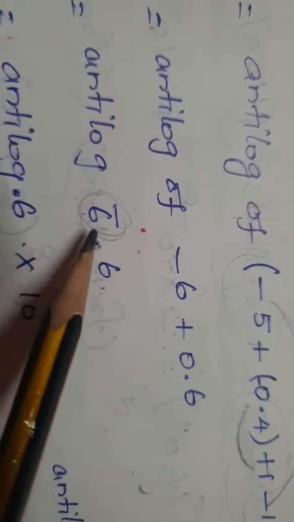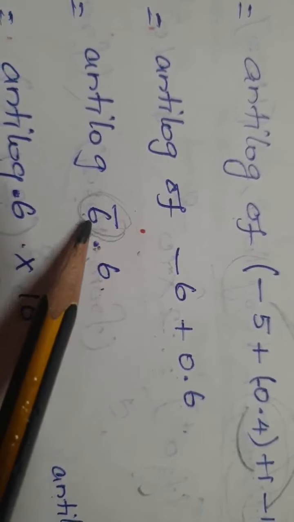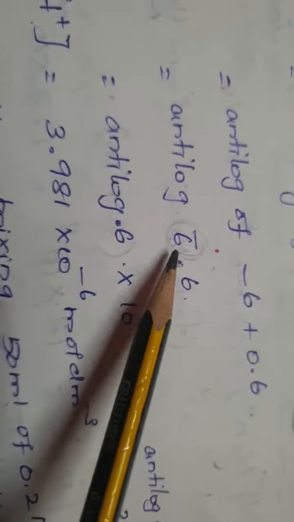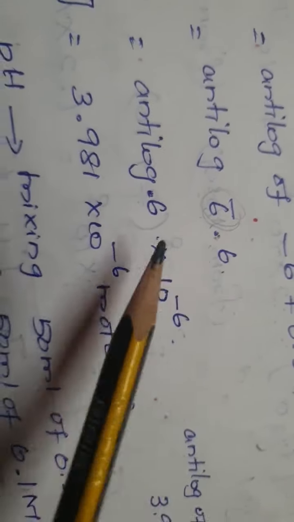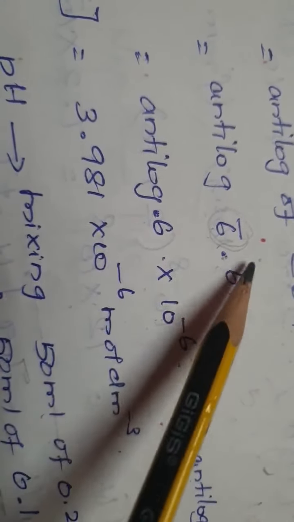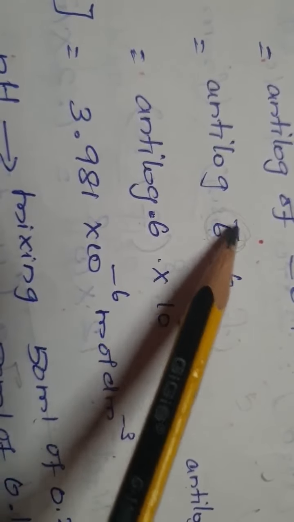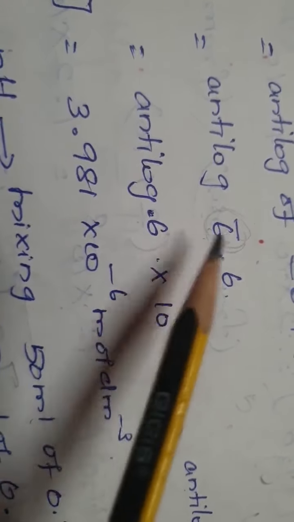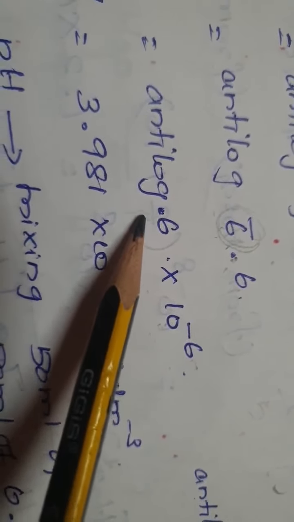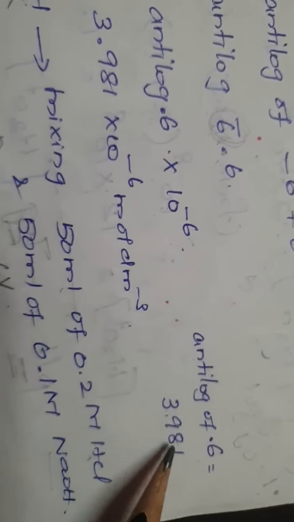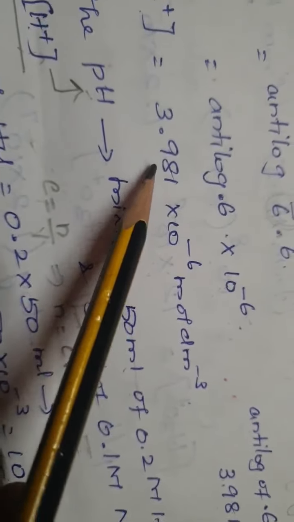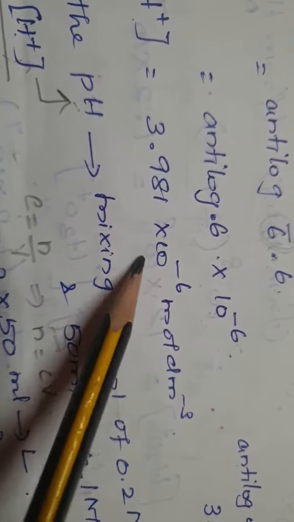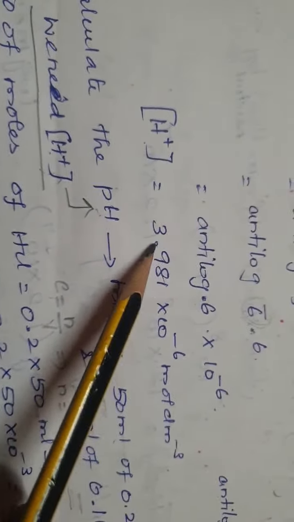So antilog of -5.4, we can write it as 6 bar 0.6. Antilog of 6 bar means it is in the form of 10 power -6. So you have to take the antilog of 0.6. Antilog of 0.6 is 3.981. So 3.981 into 10 power -6 mole per decimeter cube. That is the H plus concentration.